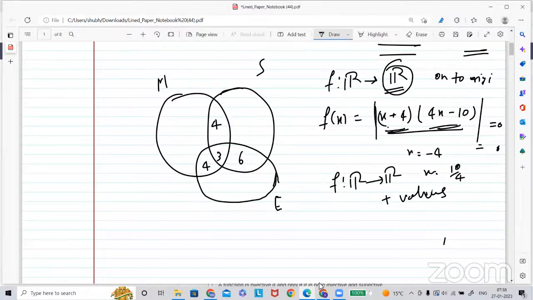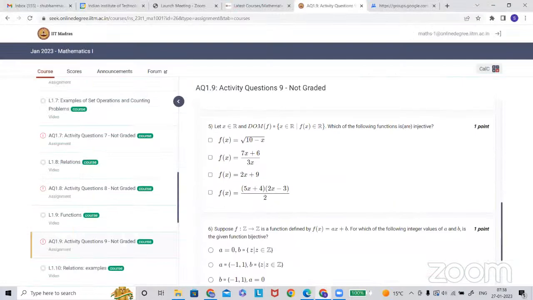So I have a question. Just a minute. In the same activity, I have a doubt in question number 5 and 6 as well. So what's your doubt here? You have x belonging to the real numbers, and the domain of the function is given, the definition is given. Which of the functions is going to be injective?